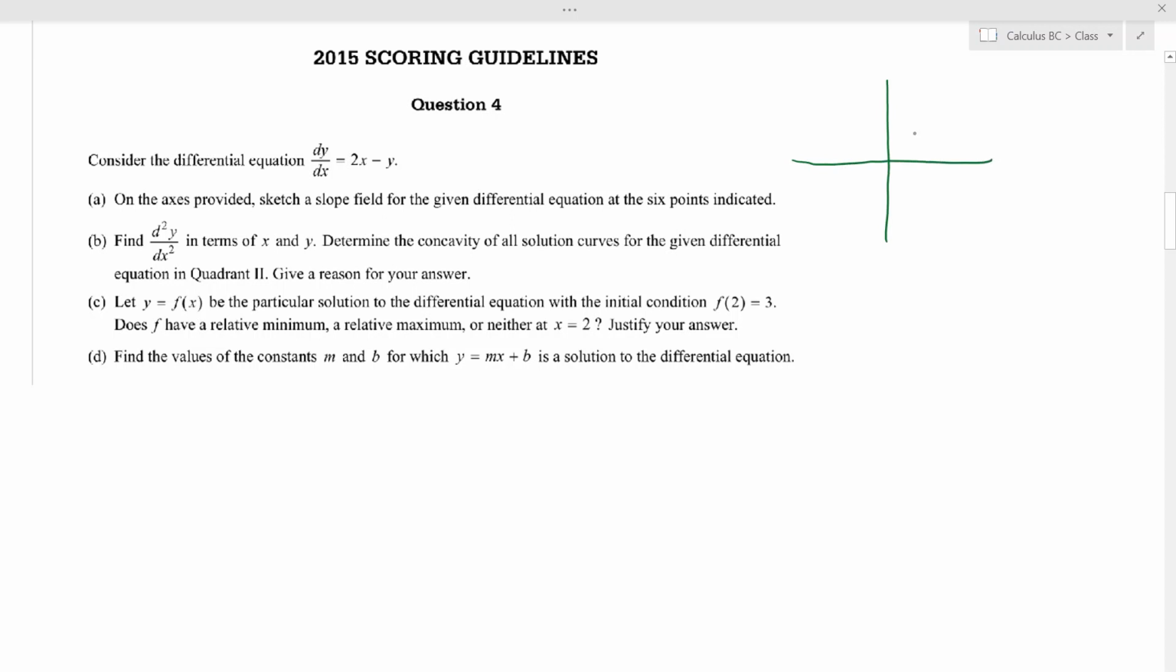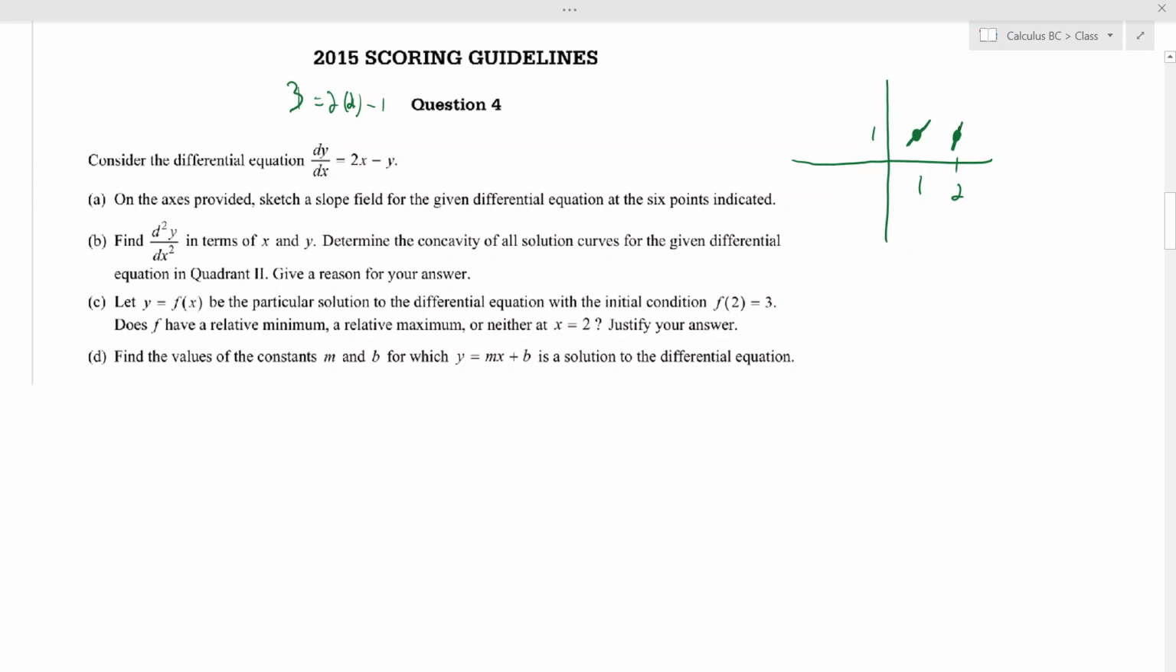But remember, all a slope field is, if you have a point, for instance, 1, 1, you plug that into your derivative, that's going to give you 2 times 1 minus 1, which is 1. And you draw a slope of 1 there. If you have the point 2, 1, you plug that in and get 2 times 2 minus 1, which is 3. So you draw a slope of 3 there. And just go to each point and do that.